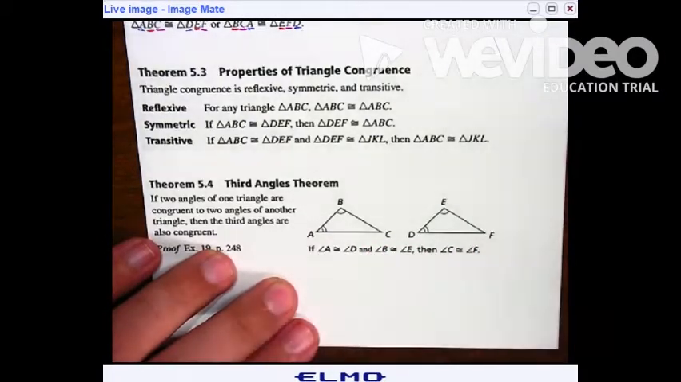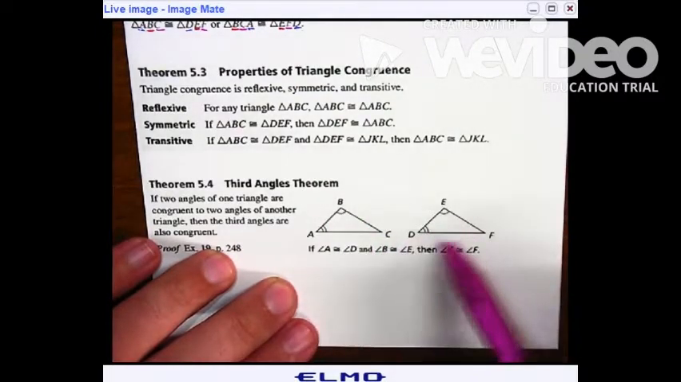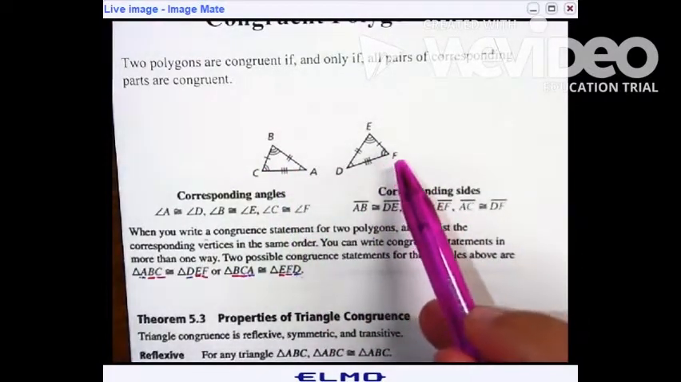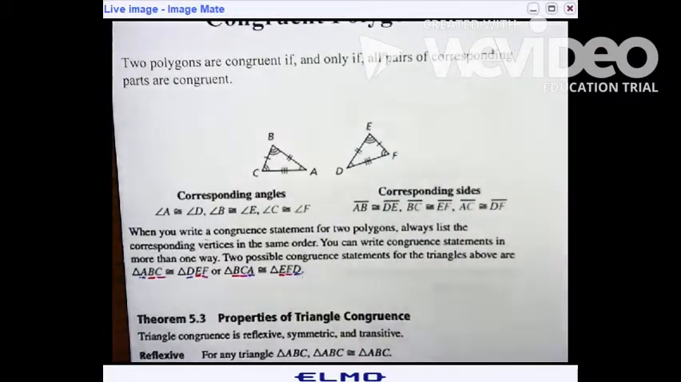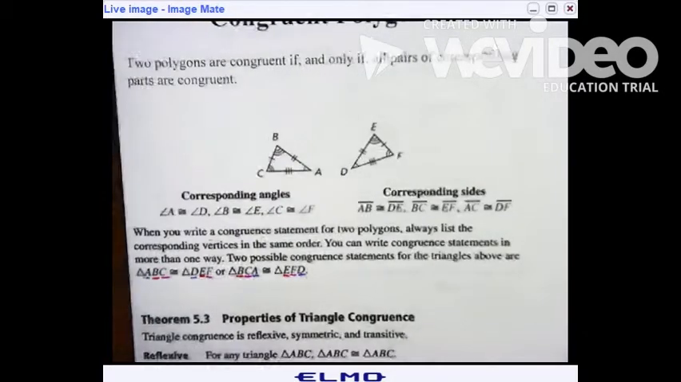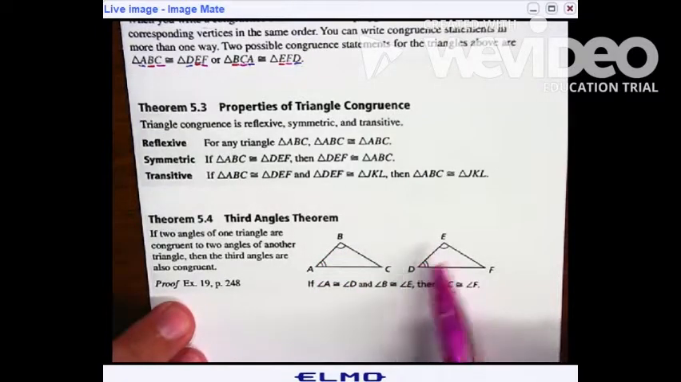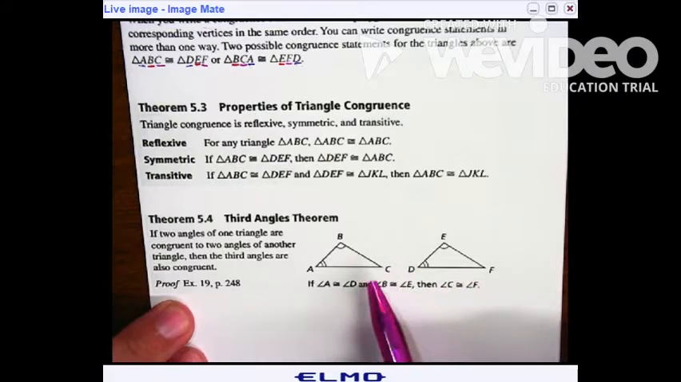Now, does that mean that the triangles are congruent? No. Remember, for the triangles to be congruent, not only the angles have to match up, but also the sides. Everything has to match. And if you don't have everything matching, then the triangles may or may not be congruent. You don't know. Just because the angles match up does not mean that the triangles match up. All this means is that if you have two angles congruent, then the third angle is also congruent. It does not mean that if you have two angles congruent, then the triangles are congruent. That's not what this means. It just means that that third angle is also going to match.